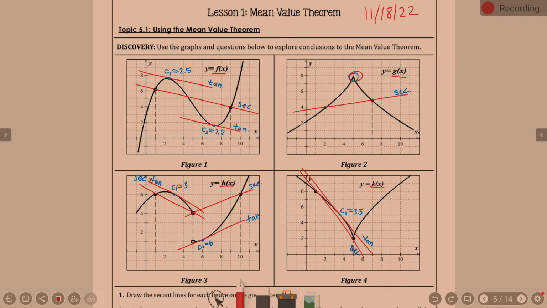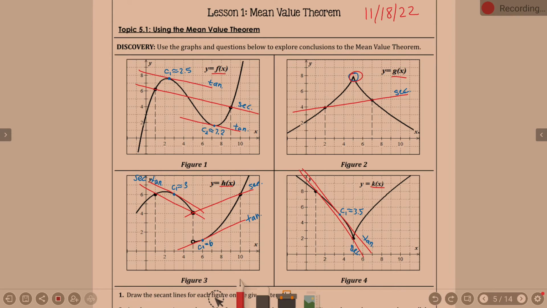Okay, what about K? What's my interval? 1 to 5. Is that differentiable in the interval 1 to 5? It is. Okay, it is from 1 to 5. Now, if we go past 5, it's a no-go. But from 1 to 5, it is.